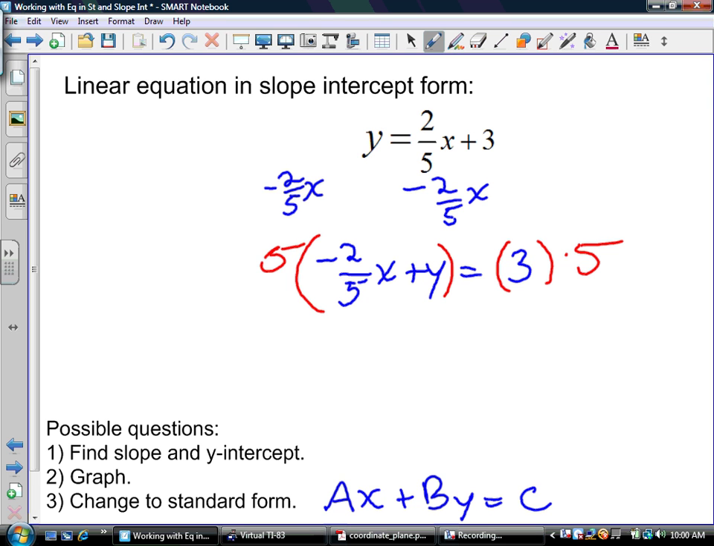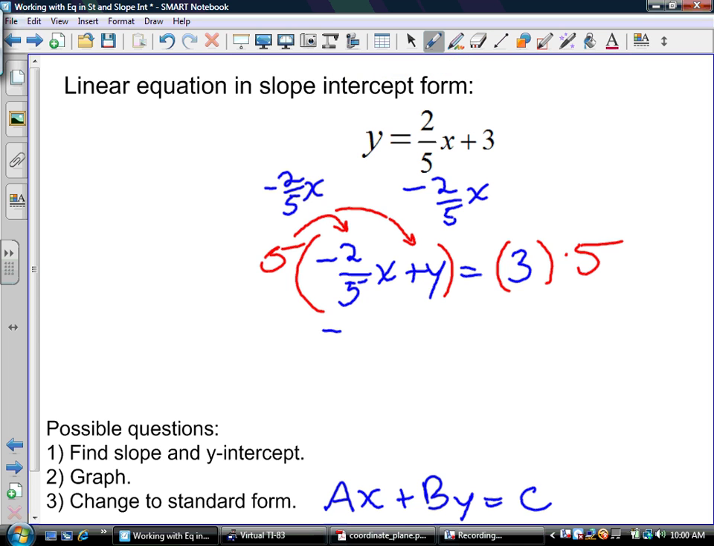Now, one thing you can't forget, this is algebra 1. That 5 needs to be multiplied to negative 2/5 x and y. So don't forget that. Remember, when we distribute, we need to multiply by both terms inside parentheses. So what are we going to be left with?